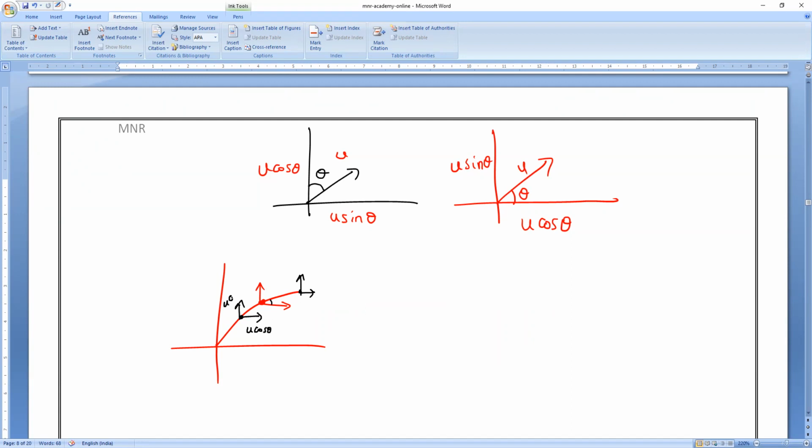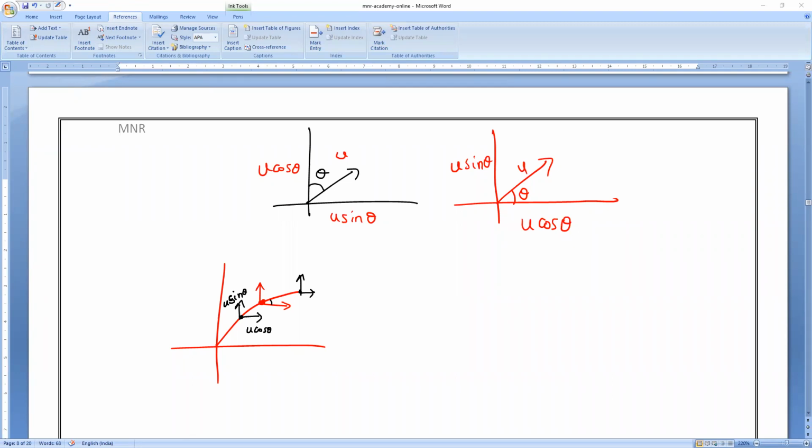So what is the horizontal component? u cos theta. And the vertical component is u sin theta. Here u is the initial velocity of the projected body. It is two-dimensional motion.